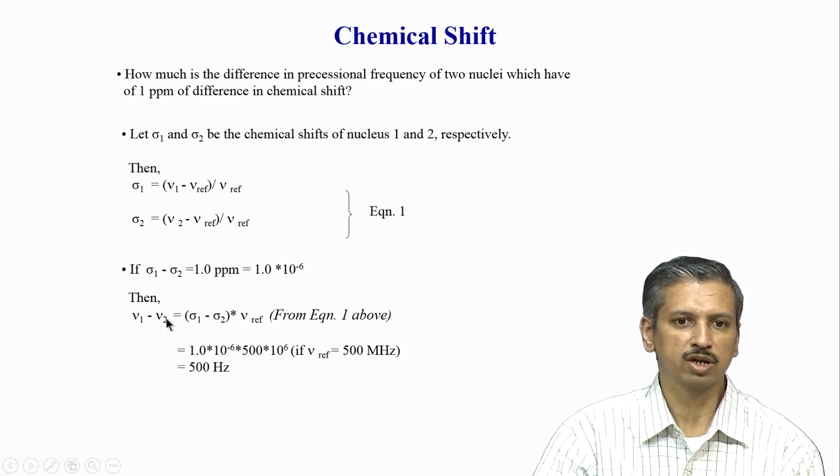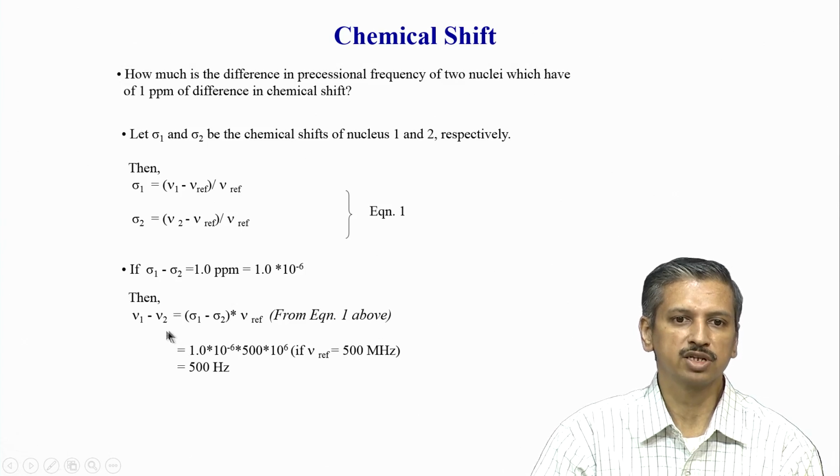I will get mu 1 minus mu 2 divided by mu ref. The mu ref goes to this side, which is how it is written here, coming from these equations. Now, 10 to the power minus 6 is this number, and that multiplies with 500 into 10 to the power 6, because let us say we are at 500 megahertz. If a 500 megahertz spectrometer is used, then the difference in the two frequencies, which are only 1 ppm apart, is actually 500 hertz.